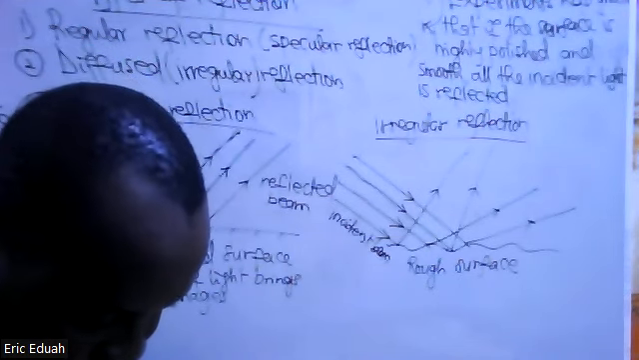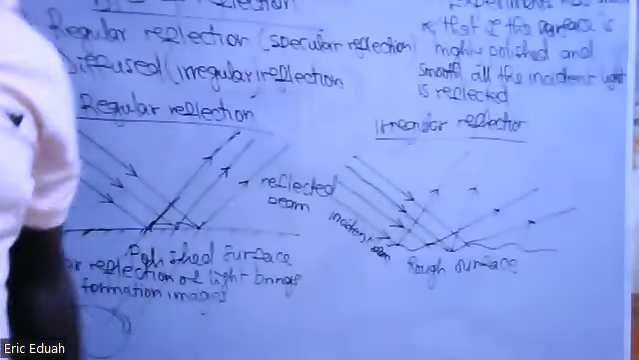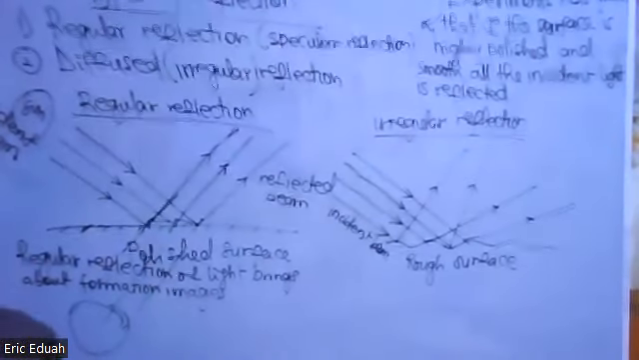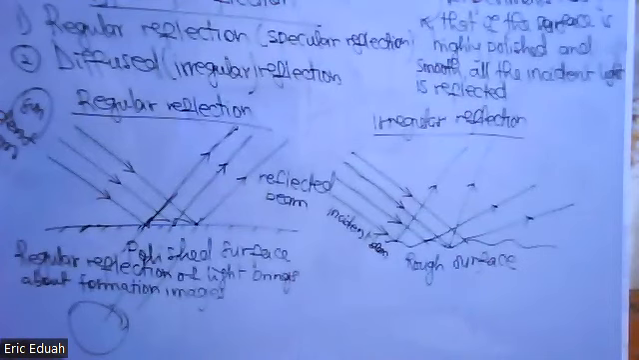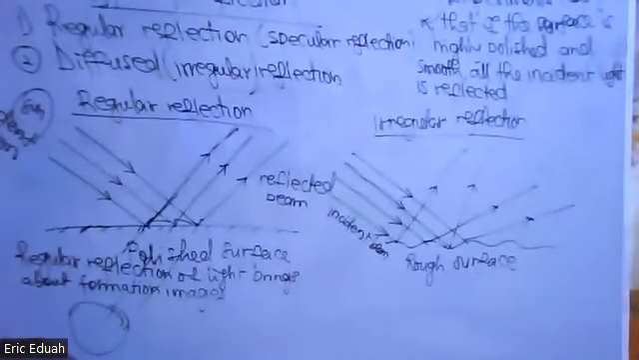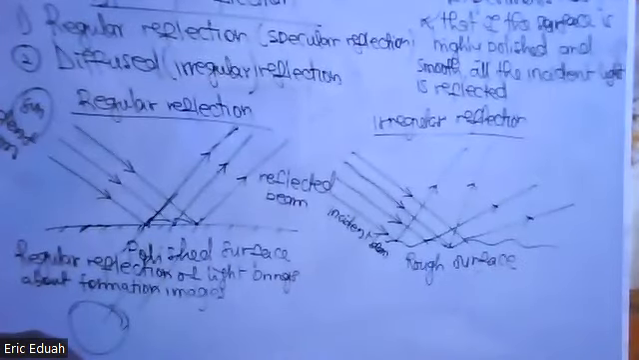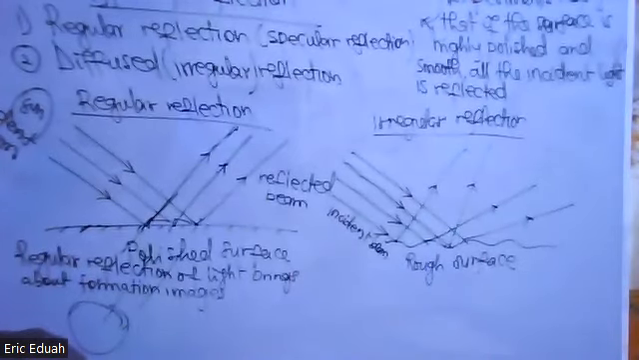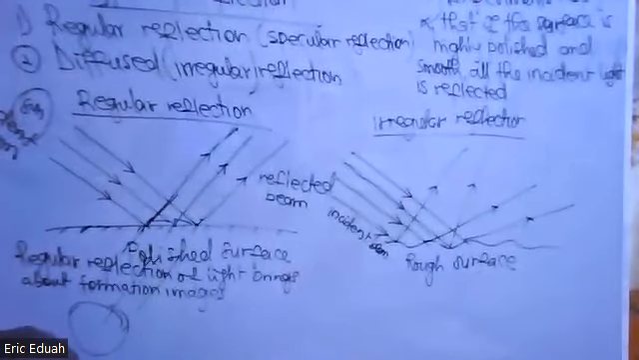Sir, I have a question, please. With regular reflection, is it by all means that an image must be formed on the surface that it reflects on? Yes, because the reflected rays are in order. So we have a situation where the reflected rays may converge at a point or may appear to have converged at a point.